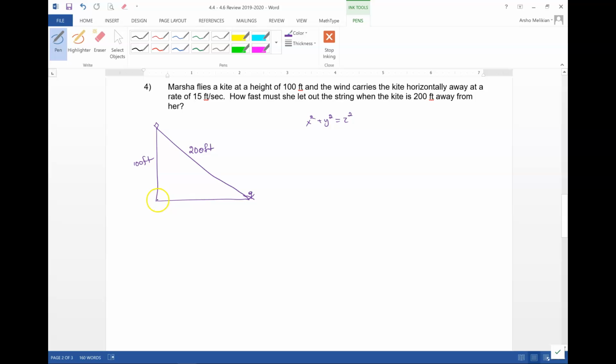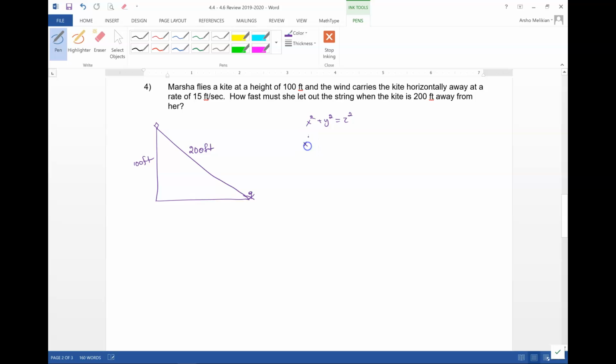Because, okay, so if the kite was on the floor, then it would be 200 feet away from her horizontally. But the kite is in midair, and so the direct distance between her and the kite is that 200 feet, not the horizontal distance, okay? All right, so one thing here is constant, and that's the y, correct?